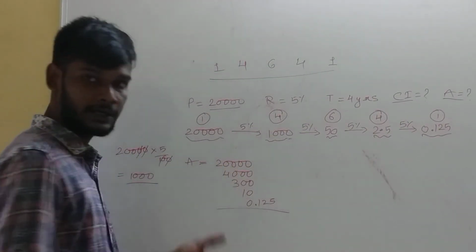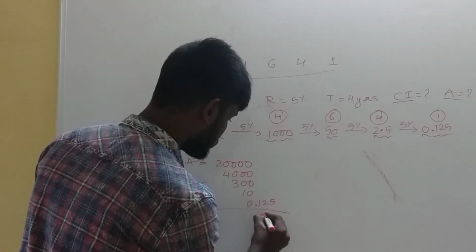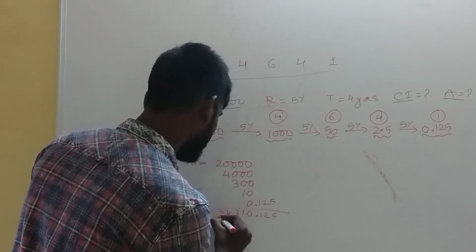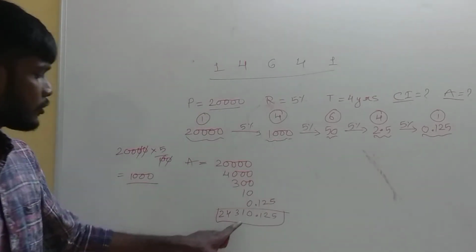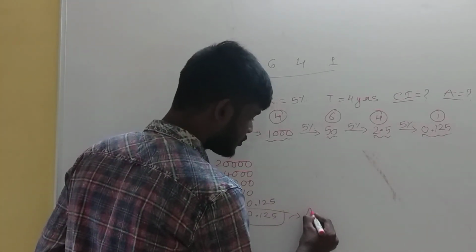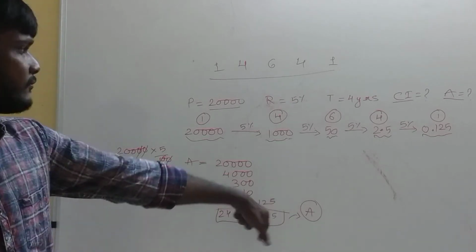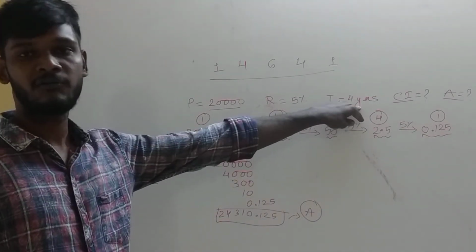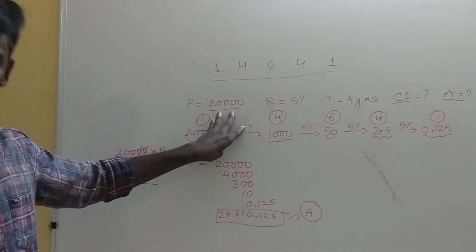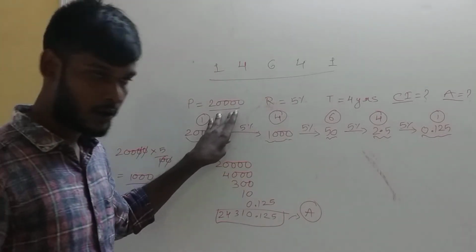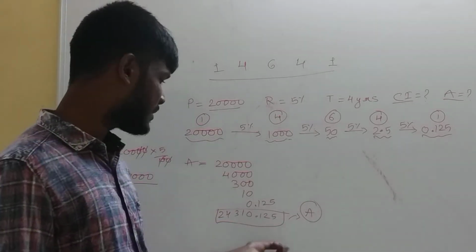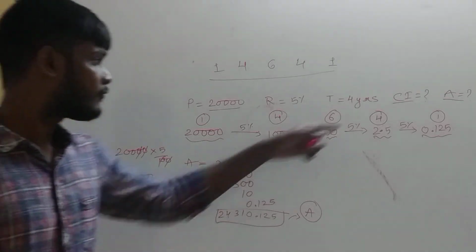Now I just have to add it up. It comes to 24,310.125. This is my total amount that I will recover after 4 years at the rate of 5% interest charged on 20,000 rupees principal. I hope it's clear. So 24,310.125 rupees will be my final answer for the amount.